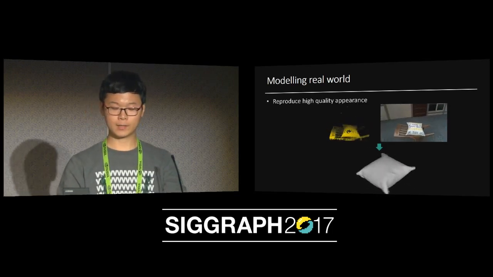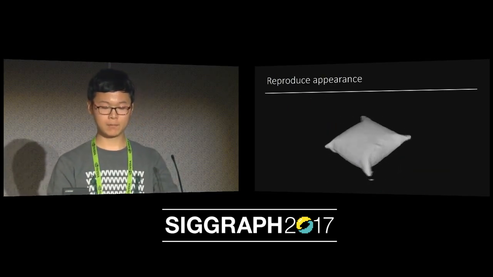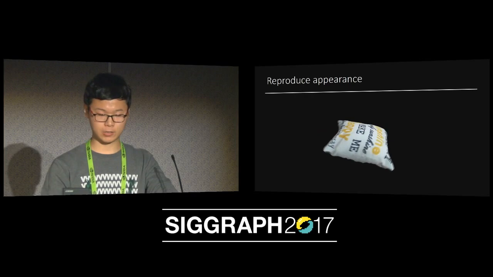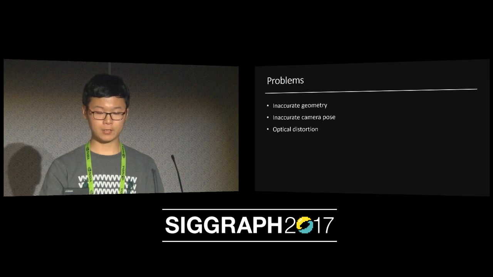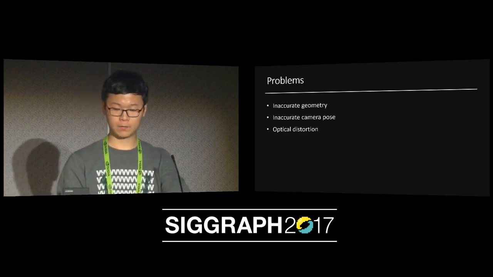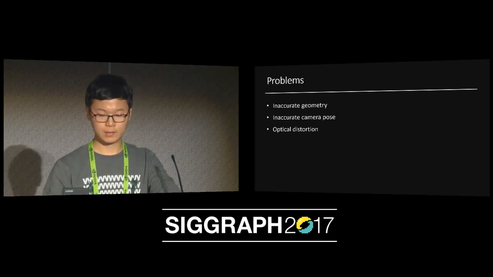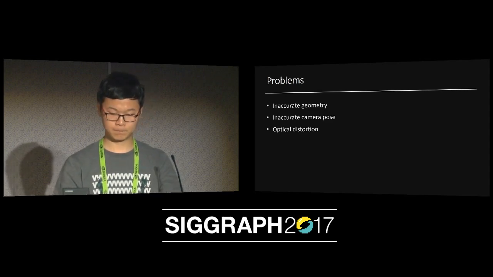From a color stream, we can get a set of images taken from different viewpoints. Given these images, ideally, we can project them onto geometry and blend them to produce a nice texture map. However, in practice, there are many problems. First, the reconstructed geometry and the camera poses are usually estimated from noisy data, which are often inaccurate. Moreover, the RGB images from consumer depth cameras typically suffer from optical distortion, and this distortion is not accounted for when we project the image onto the geometry.